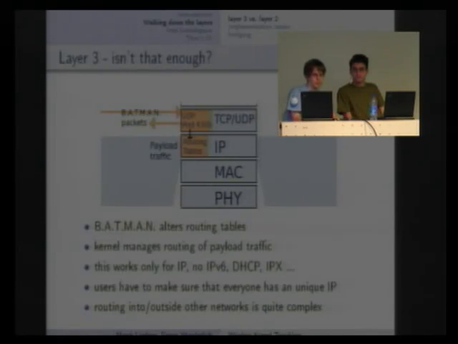So if a packet comes in, the kernel looks onto it and sees the routing tables, and I have to forward it on this device to this neighbor. So we don't have to manage this. We only set routing tables. And of course, these are IP routing tables, so it only works with IPs. We could also use this for IP version 6 or something else, but things like DHCP or other protocols don't work. And administrators have to make sure that everyone has a unique IP, or you have IP collisions, and this will, of course, not work.